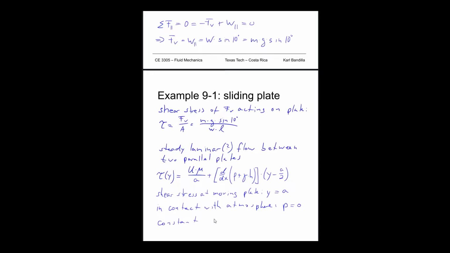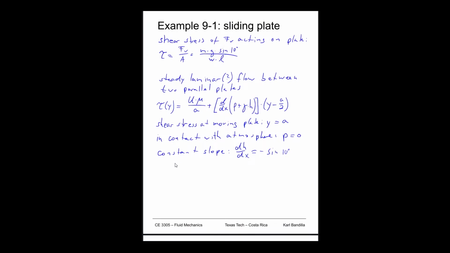All right, and that constant slope is what is dh/dx, and that is equal to minus sine of, no, not of 30 degrees, but of 10 degrees. All right, with that, I think we have everything we need to plug into our equation on the top there.